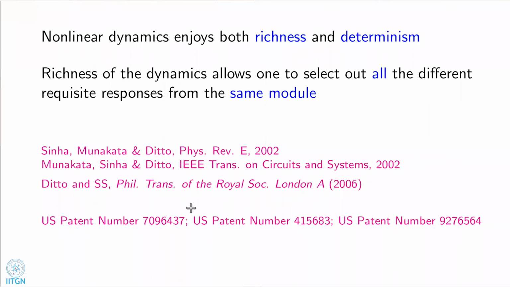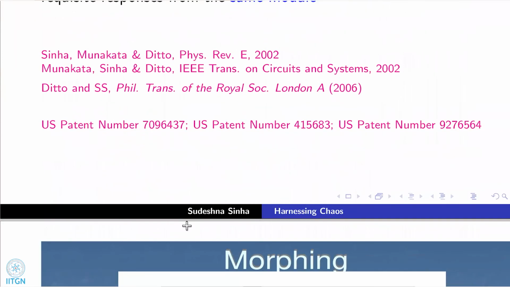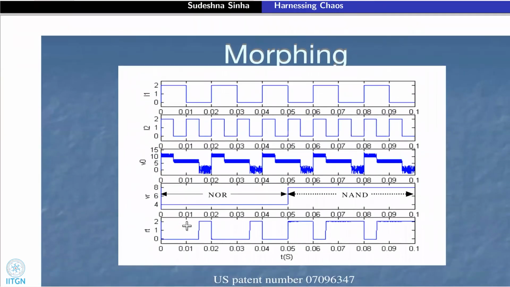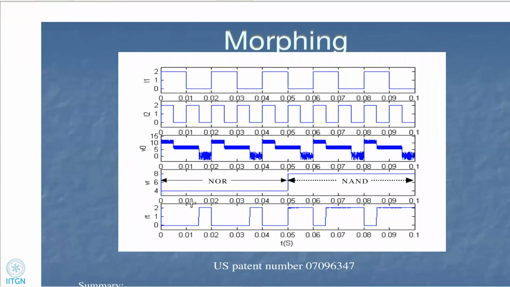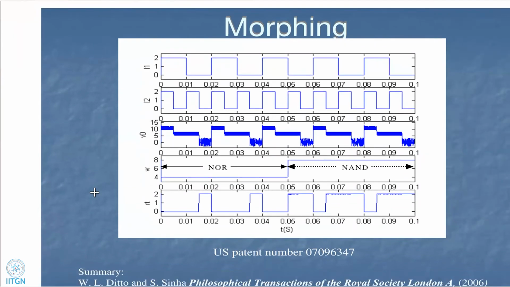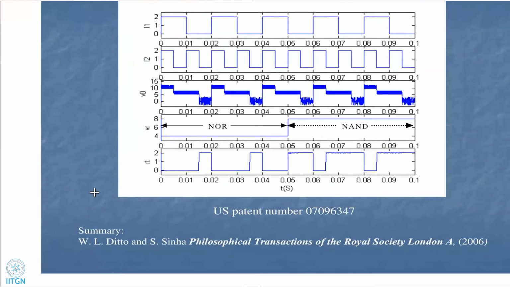Some of this, of course, is in IEEE type journals, because we had a computer scientist on board, and there's a whole bunch of patents. And this is an experiment which just says that this system, by changing this parameter, could behave as a NOR, and then if I change the parameter, behaved as a NAND. So it was a morphing logic gate. It could behave differently depending on a control signal that I gave it. And it could do that because it had that richness of behavior.